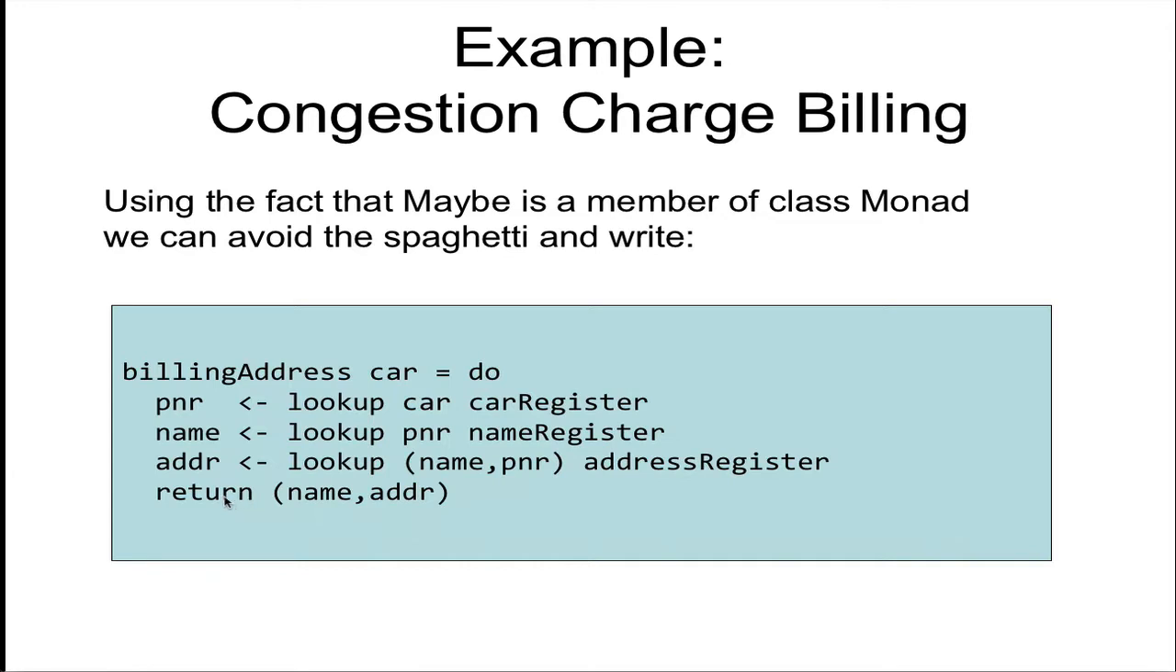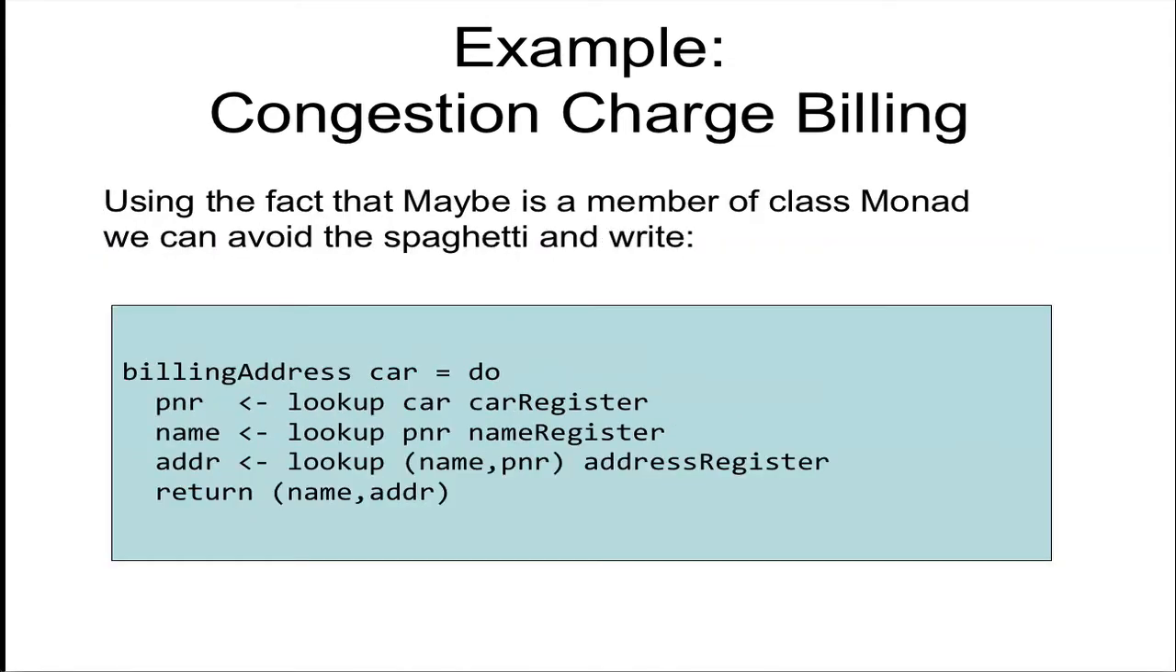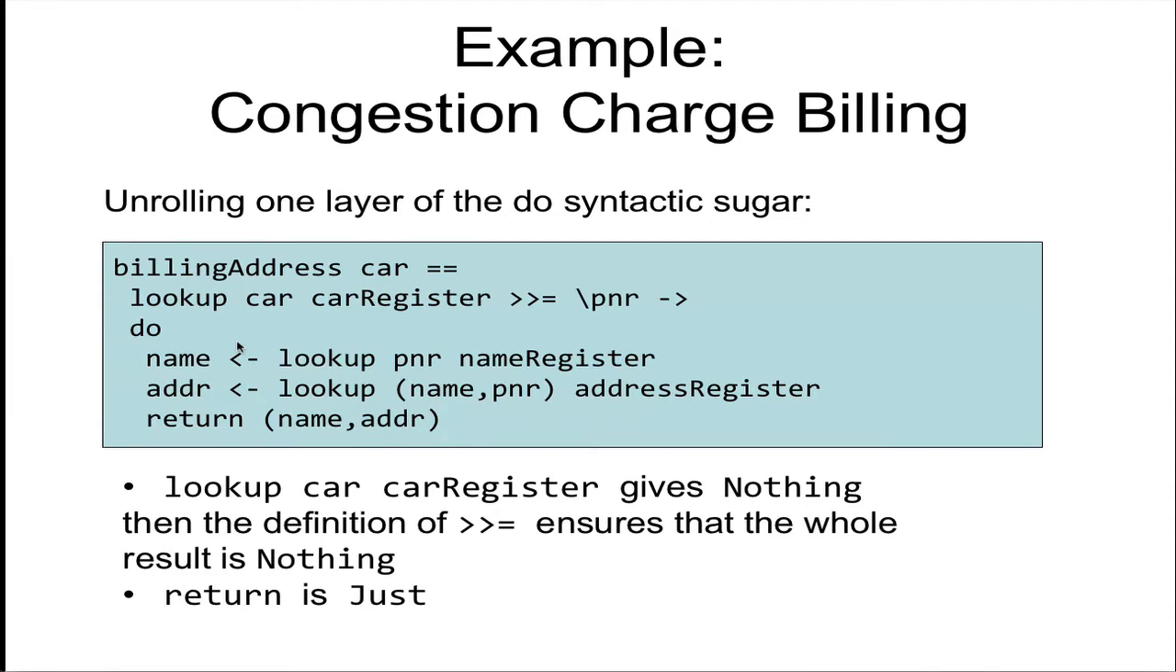Remember, return is just the same as Just. So the result is a Just. So this might look very mysterious, but actually we can now undo the do notation because we know that the do notation is just a shorthand for using the bind operation. So we can do that, and if we do one step of that undoing, we see that what this billingAddress of car is equal to is you first look up the car in the car register and then feed that Maybe value into this function.